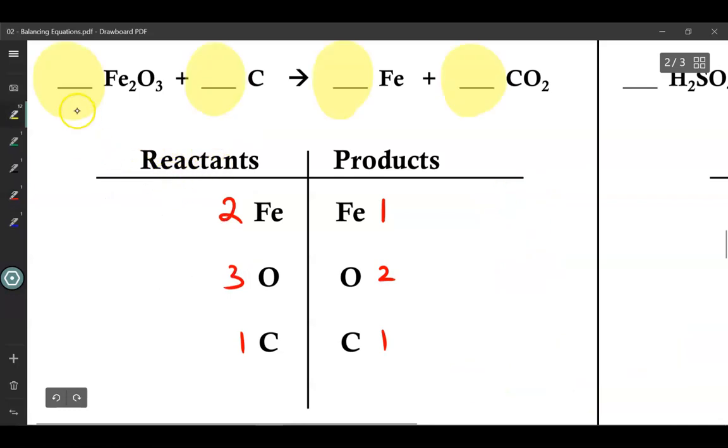Alright, so let's do this properly by only playing around with the coefficients. I want to balance out my iron atoms, but I can't change this number, so I must change this number over here. Instead of 1 iron, let's make it 2. So I'm going to write a 2 over here, but as soon as I do this, I need to recalculate the number of atoms on this side. I now have 2 atoms of iron.